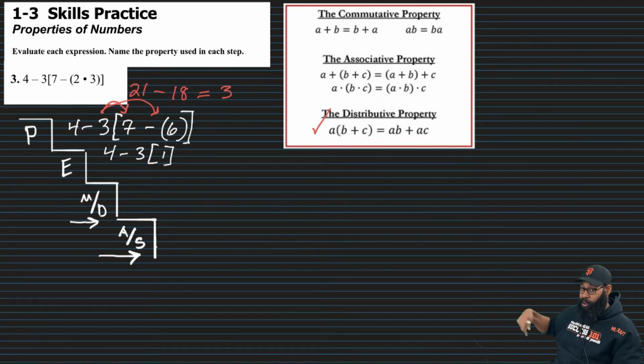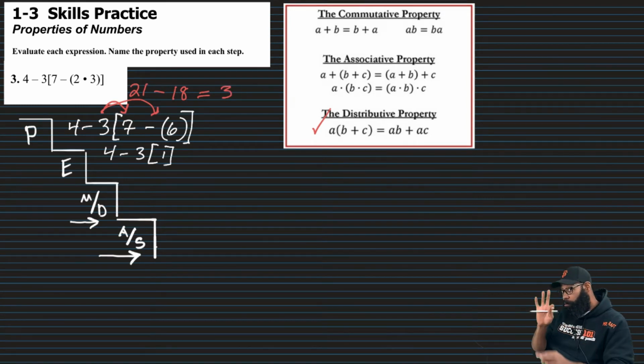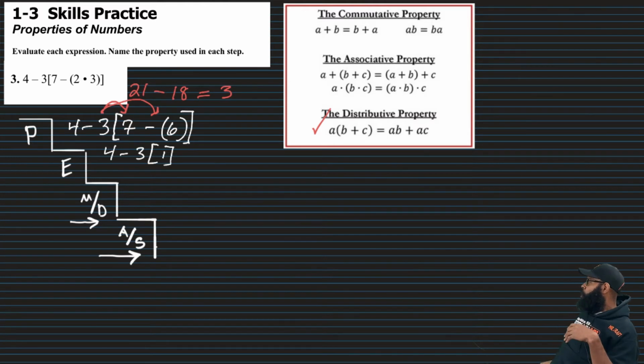I already got the 3 down there, right? 3 times 1 is 3. Right? So if you're still watching, I'm loving it, because hopefully in this problem, you're getting what we're trying to do here. We are evaluating the expression, doing the problem, and basically indicating which property we're using. So I kind of did the distributive property, but at the end of the day, I got an answer of 1. Check with your teacher.